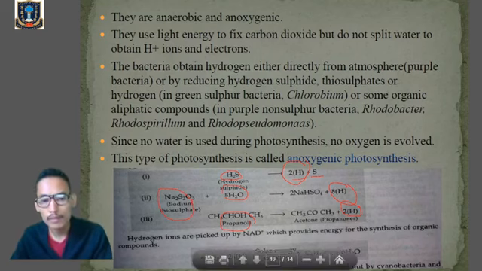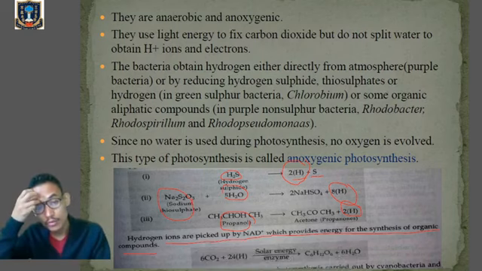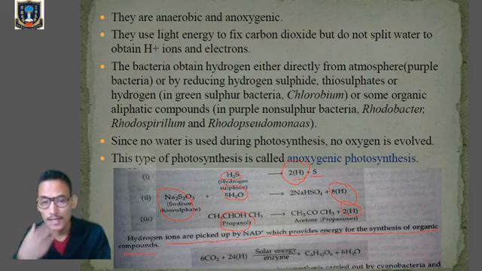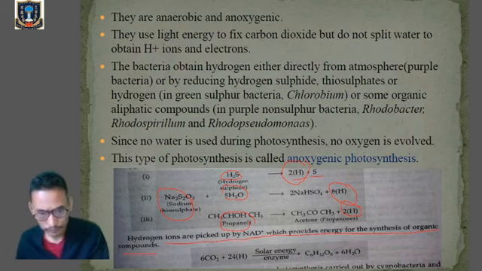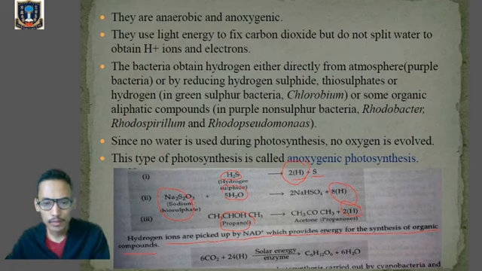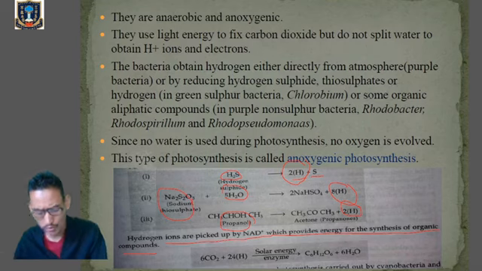Now hydrogen ions are picked up by NAD, which provides energy for the synthesis of organic compounds. So the receptor for hydrogen in photosynthetic bacteria is NAD plus. NAD plus will pick up these hydrogen ions, and that will provide the organic compound. You can see here 6 molecules of carbon dioxide, and the hydrogen ions will help in the formation of glucose, C6H12O6.